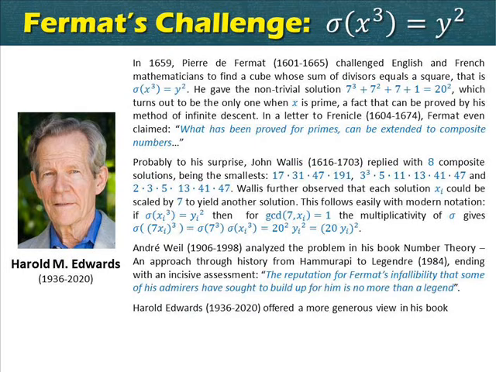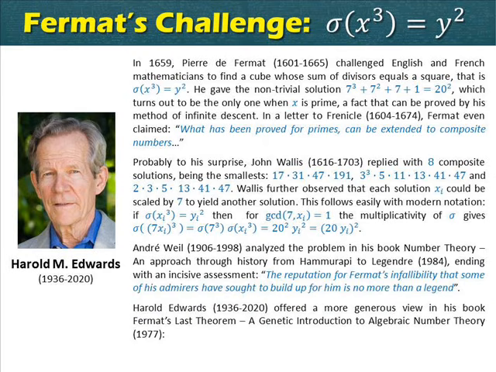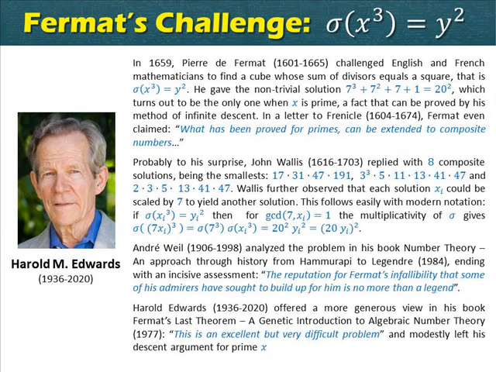Harold Edwards offered a more generous view in his book Fermat's Last Theorem: A Genetic Introduction to Algebraic Number Theory. This is an excellent but very difficult problem, and he modestly left his descent argument for prime x in the answers to exercises section, which we'll unpack step by step.